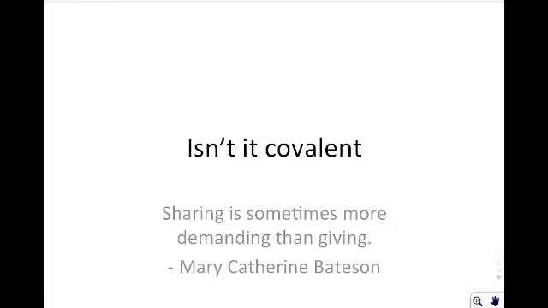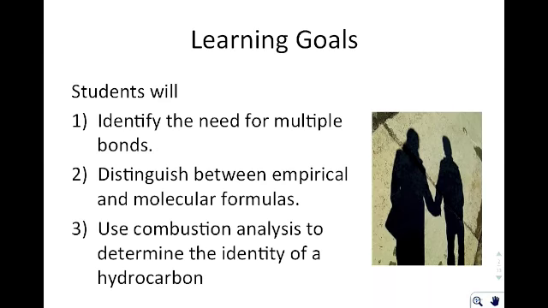So now we have the presentation, "Isn't it covalent?" And once again, we have the quote, "Sharing is sometimes more demanding than giving," because we wanted to finish up a little bit of what we talked about in terms of covalent bonding. So we need to identify when you can have multiple bonds. You can have more than one bond, or share more than two electrons, between elements. We'll talk about this a little bit later, but carbon, for example, whenever it bonds with oxygen, is entirely capable of forming two bonds with oxygen if it helps become more stable.